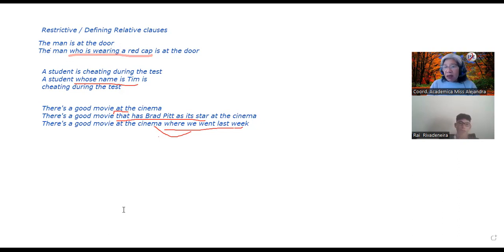There is a good movie at the cinema. We don't know anything about the movie, and we don't know where the cinema is. There is a good movie that has Brad Pitt as its star at the cinema. Okay. It's not the movie that has Tom Holland or Julia Roberts or Michael Jordan, or Sylvester Stallone. No, it's a specific movie that has Brad Pitt, or the specific cinema that you visited with that person the week before. Okay? We call them restrictive or defining relative clauses.